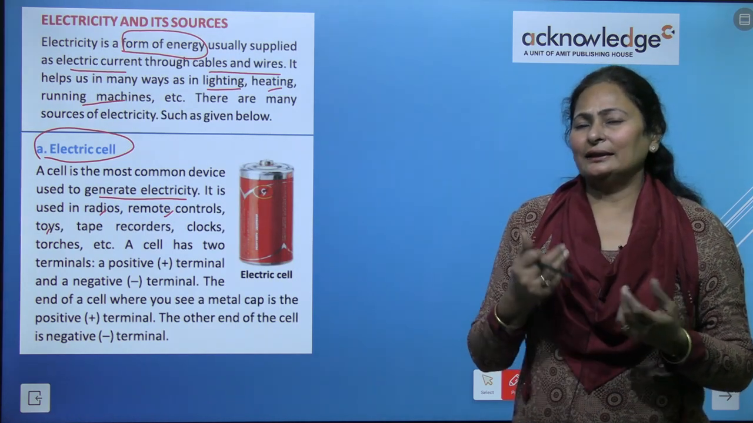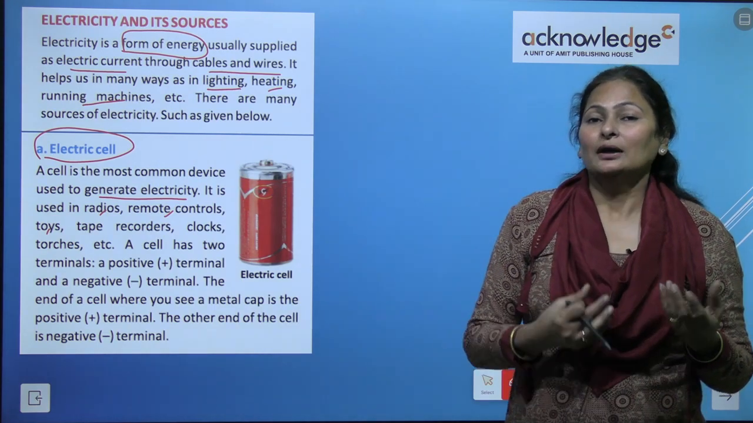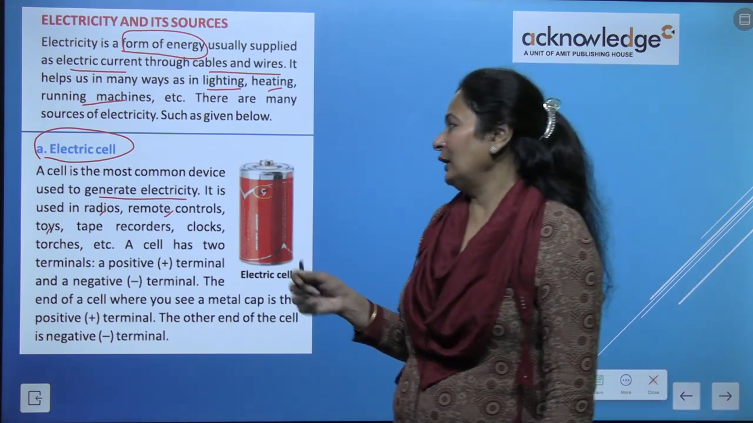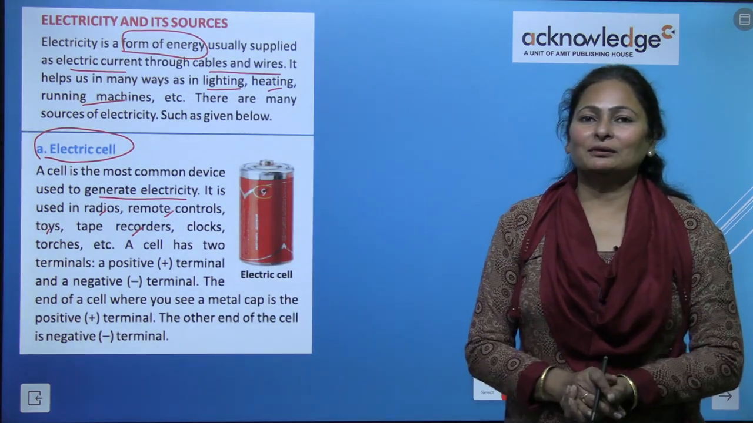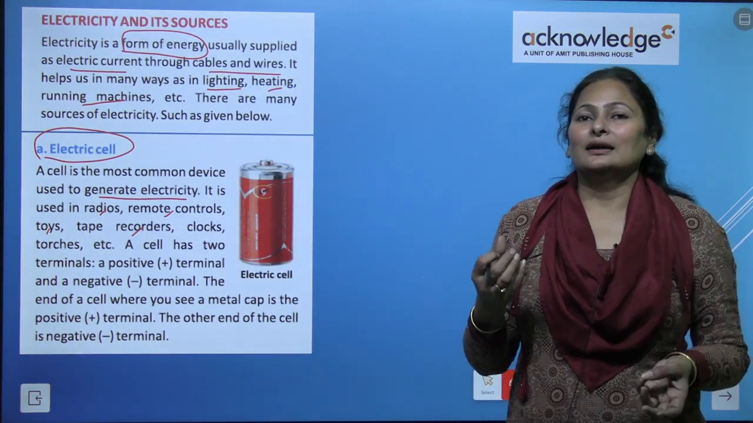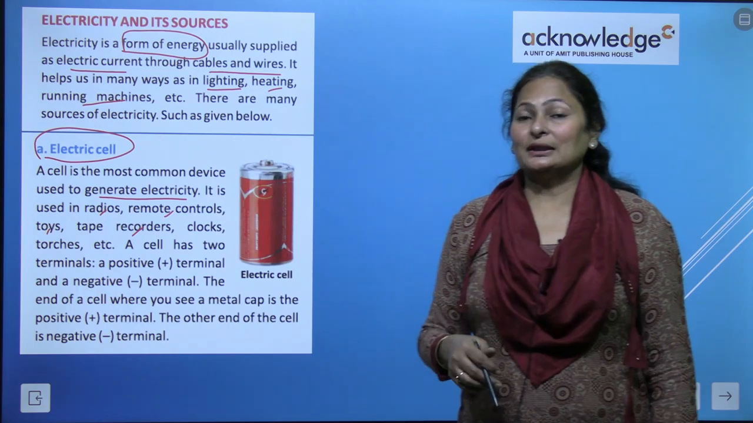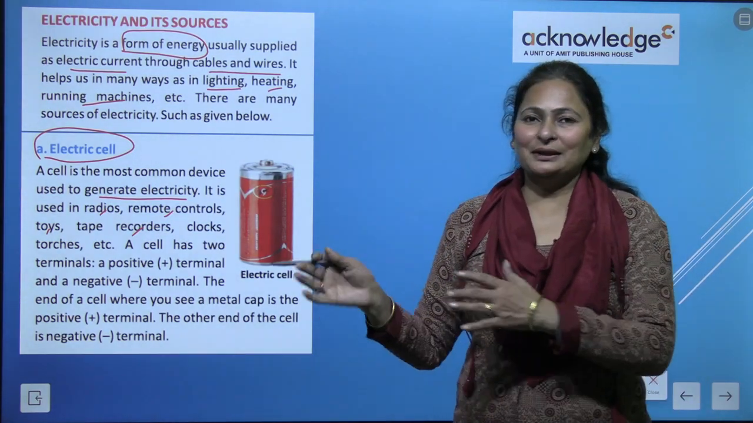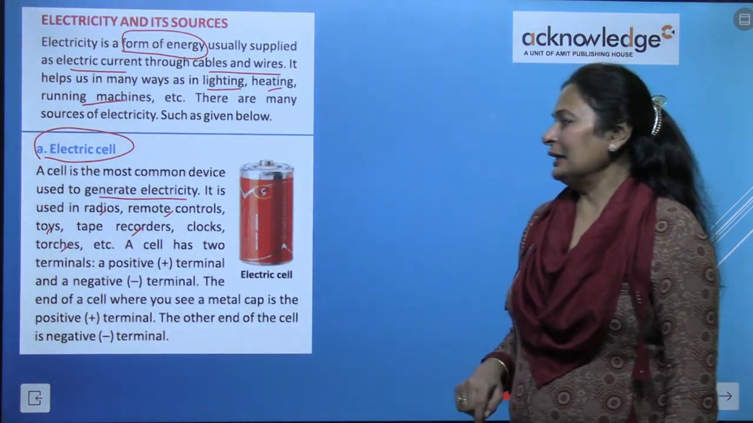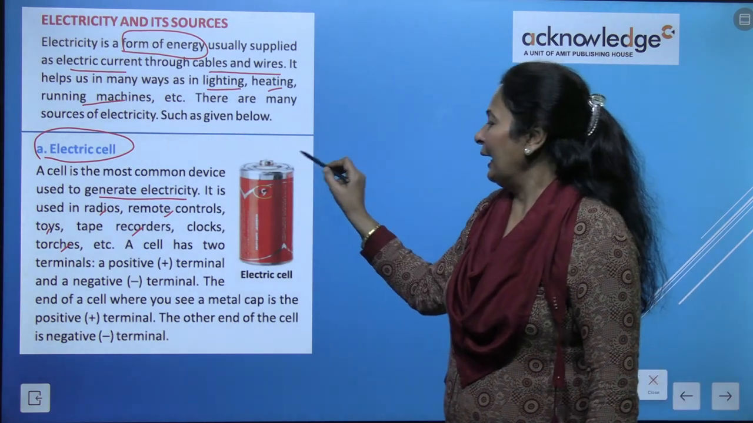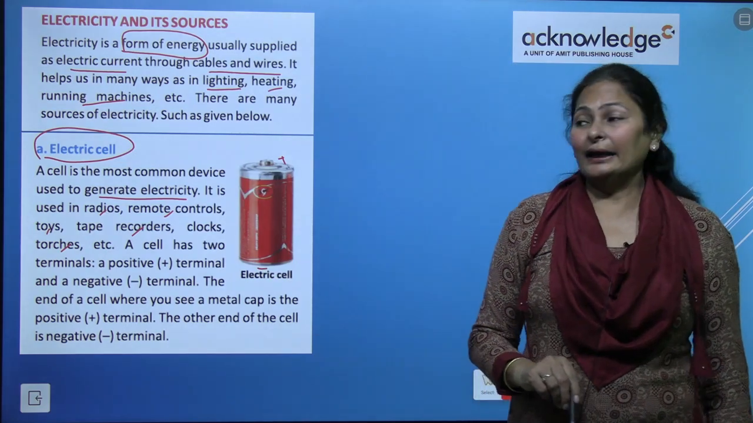And some toys give you light and sound also. You'll hear different types of sound. So how does it happen? It is happening because of the electric cell. Tape recorders. Now we don't have tape recorders now, right? Nowadays we have CD players, DVD players, so it all runs on it. Tape recorders were used in earlier times, around 5 to 10 years back. Clock, torches, etc. A cell has how many terminals? It has two terminals. This is the positive terminal and this is the negative terminal.